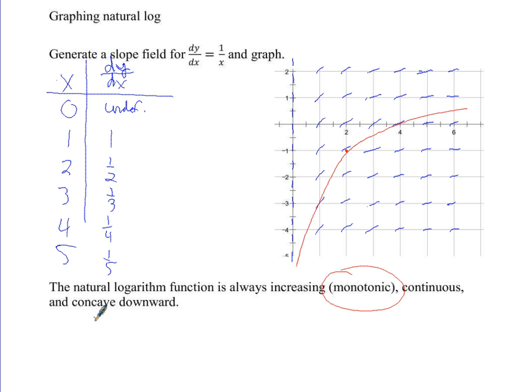So that's why slope fields are kind of nice. It's a good idea to know how to generate those and look at them and analyze them.